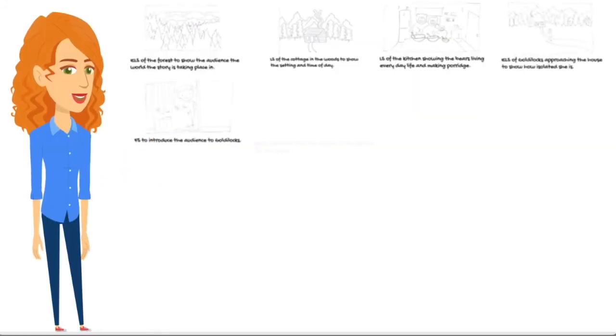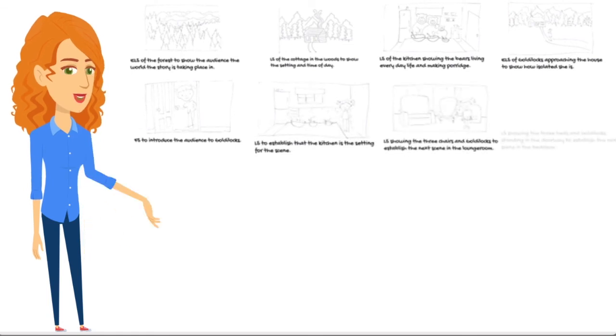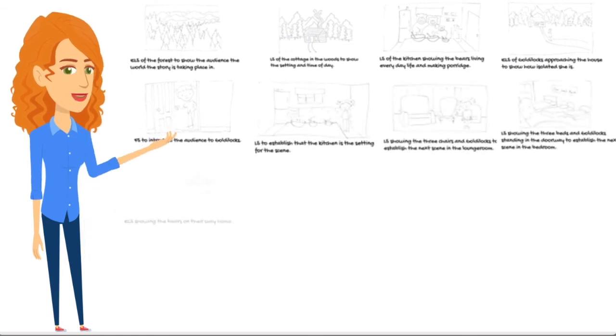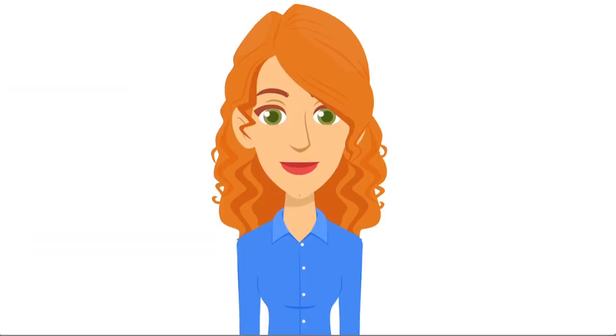Now it's your turn. Draw up your storyboard with your plan for how you are going to use establishing shots to introduce scenes for your production of Little Red Riding Hood. Once you're finished your storyboard of establishing shots, hit submit and I'll see you in the next lesson where we'll look further at framing medium shots.